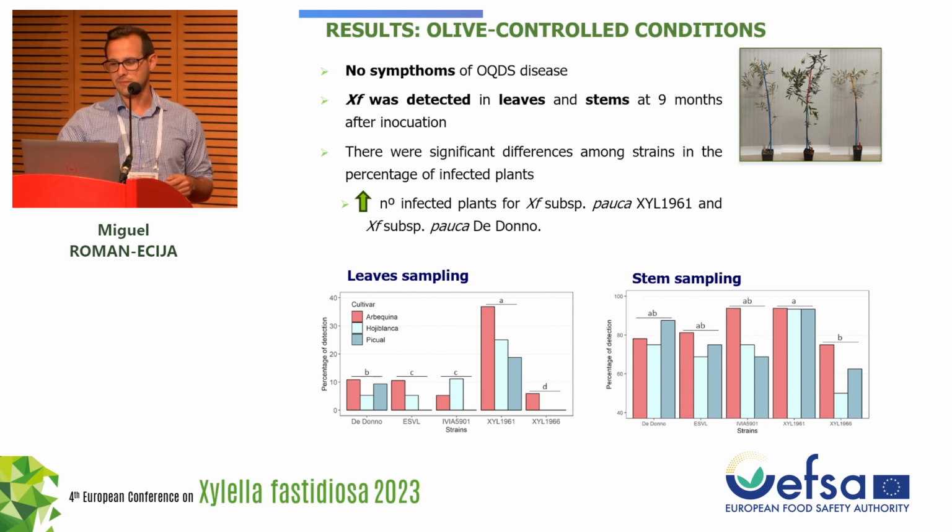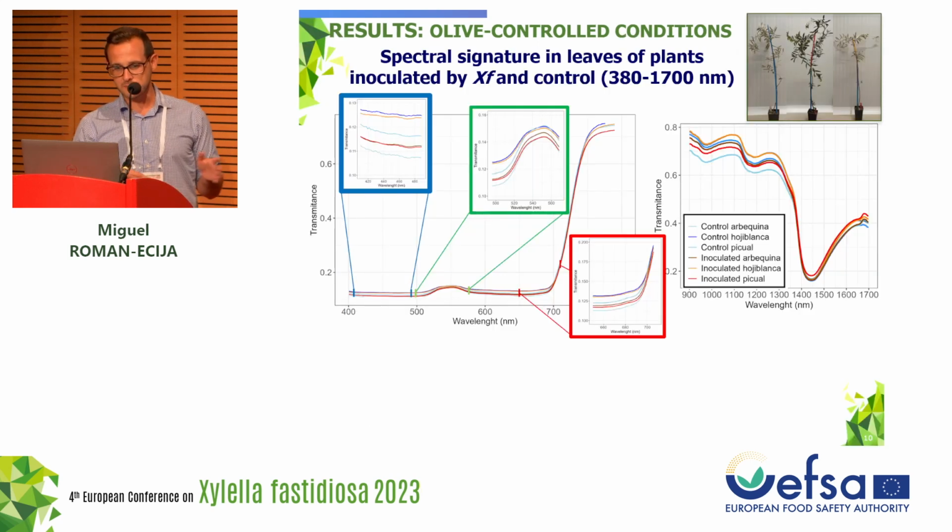In this slide, I show you the spectral signature of the leaves in plants inoculated by Xylella fastidiosa and the control, separated by cultivars. And we can see how the main differences are shown in the blue, green, and red bands.